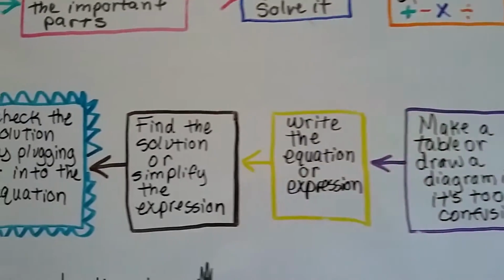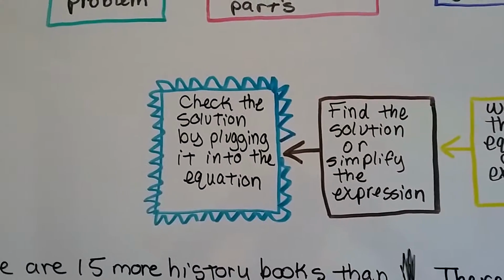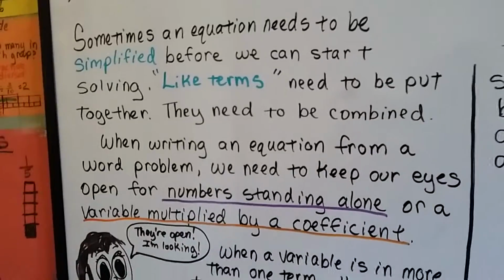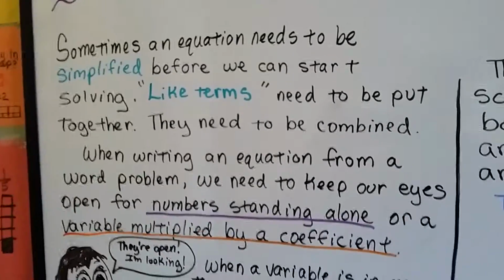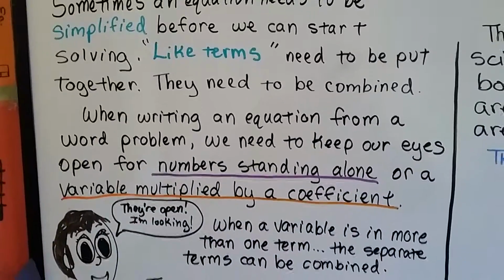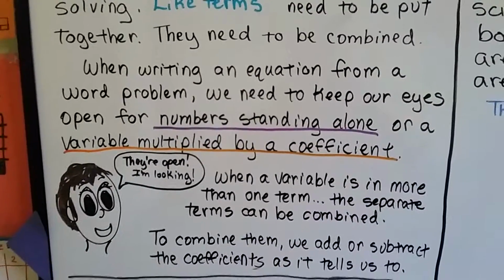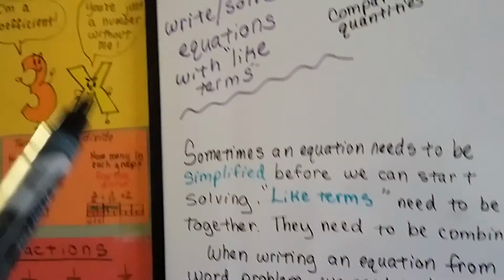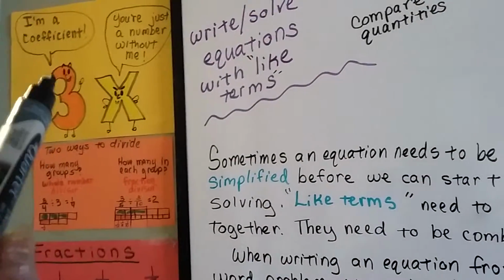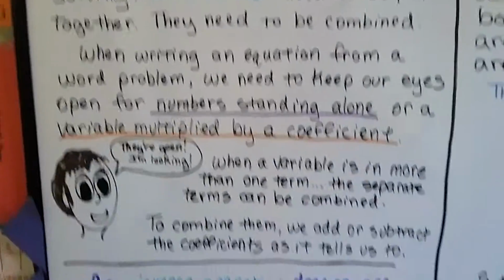We write our equation, we find the solution and simplify it, and then we check the solution by plugging it in to see if it really works. Okay? So, as we've said before, sometimes an equation needs to be simplified, and like terms need to be put together. So, when we write our equation for the word problem, we need to keep our eyes open for numbers that are standing alone or a variable multiplied by a coefficient, okay? A variable, and the coefficient is the number in front of the variable, okay?